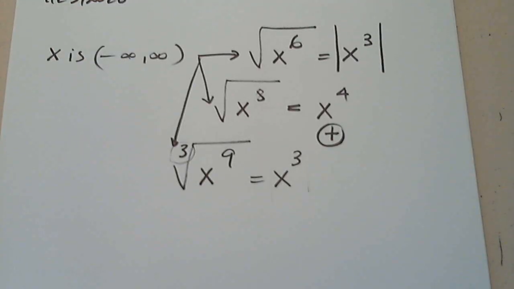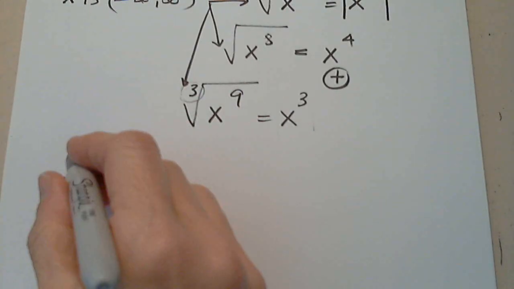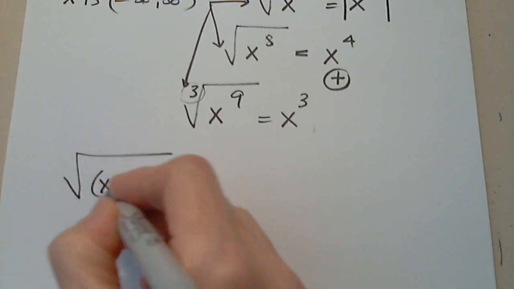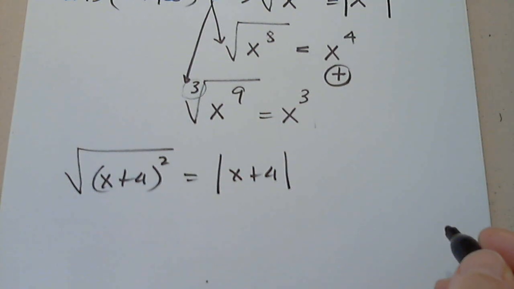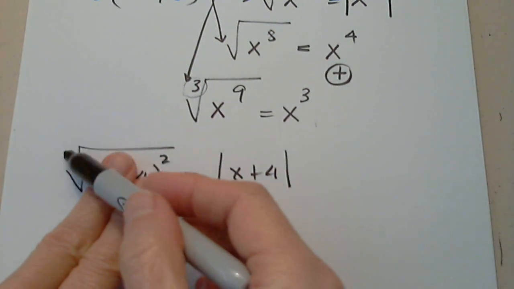Now, for example, if I have, let's say, the square root of x plus 4, everything squared, I have to use the absolute value of x plus 4. I copy the base, and 2 over 2 is 1.